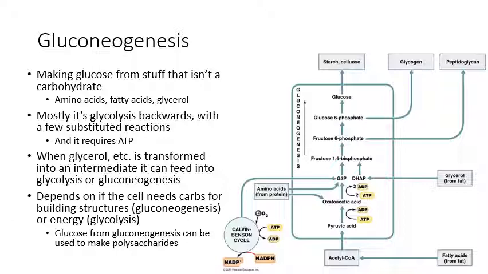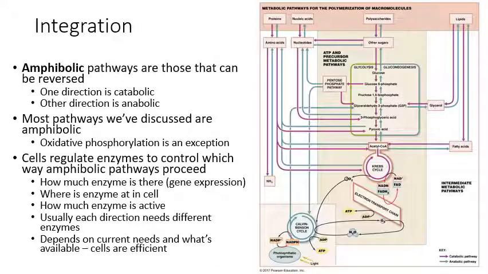So if the cell has a greater requirement for ATP at the moment, then it's probably going to have glycolysis active, and glycerol will be used in glycolysis to make ATP and pyruvate. But if the cell has plenty of ATP at the moment and it's trying to build some cellular structures instead, then it's more likely that you would have gluconeogenesis active, and glycerol will be used in gluconeogenesis to make glucose.